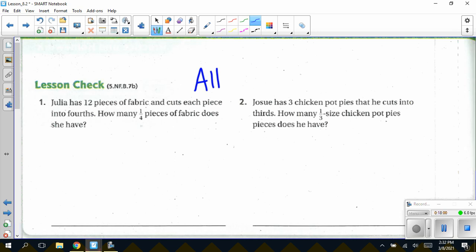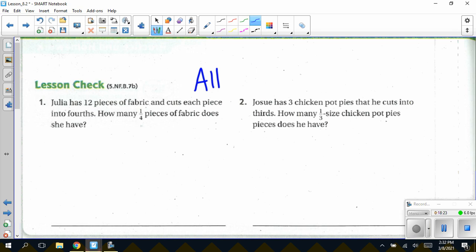So numbers 1 and 2 are obviously just from this lesson. So number 1, Julia has 12 pieces of fabric and cuts each piece into fourths. How many 1/4 pieces of fabric does she have? Make sure you are showing the division problem, show the new multiplication problem, and then give me the answer.